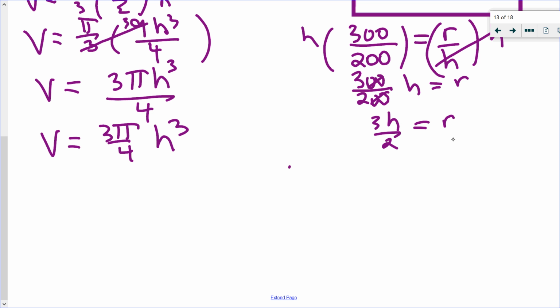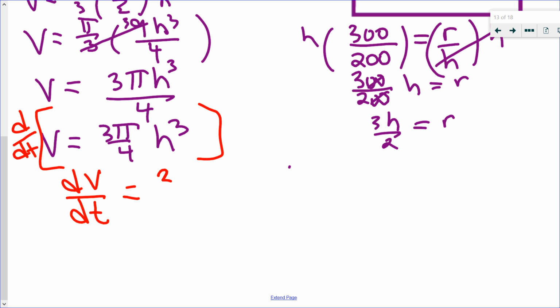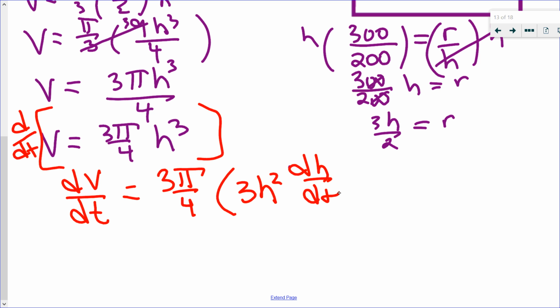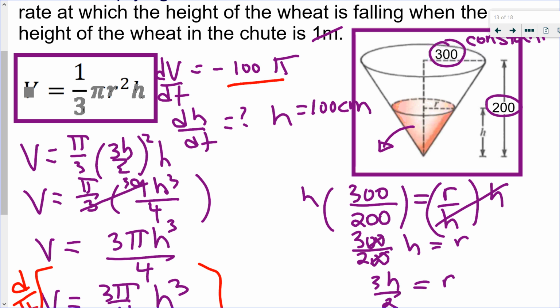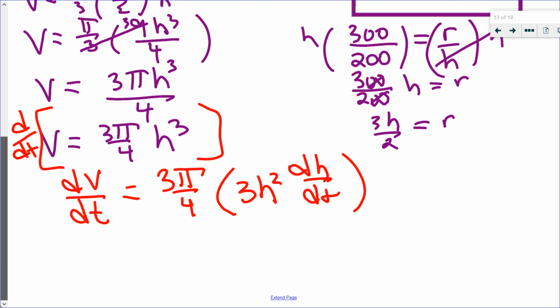I'm going to take the derivative of both sides with respect to time. So the derivative of volume with respect to time, dv by dt, equals the constant up front, and then the derivative of height with respect to time is 3h squared times dh by dt. So let's substitute in the values that we know. Back up here, just so you can see, we have dv by dt, negative 100 pi, and the height was 100, and we're solving for dh by dt.